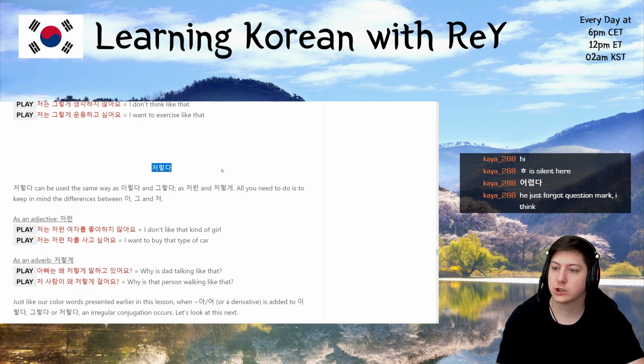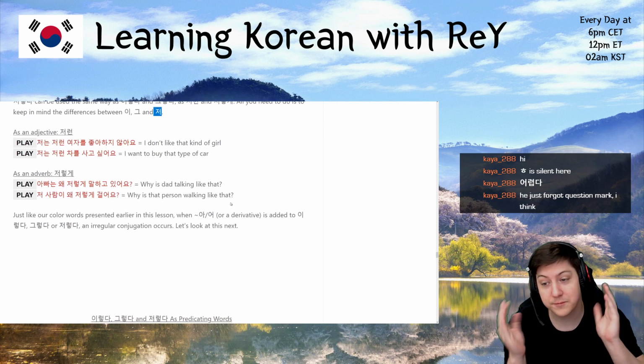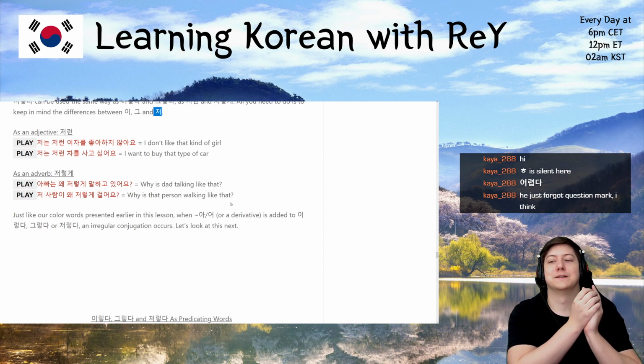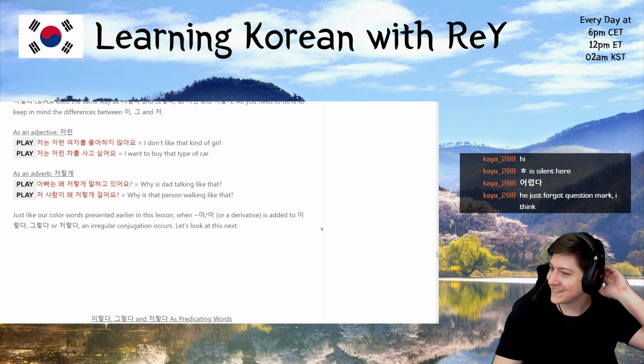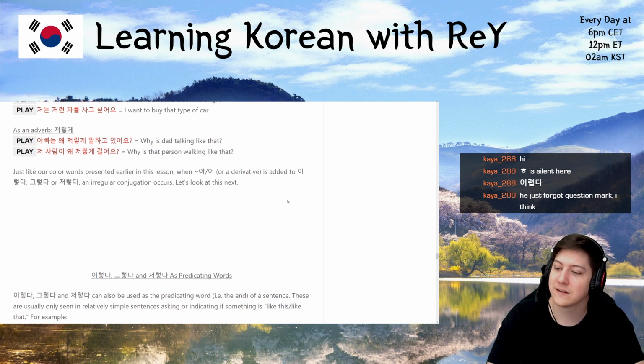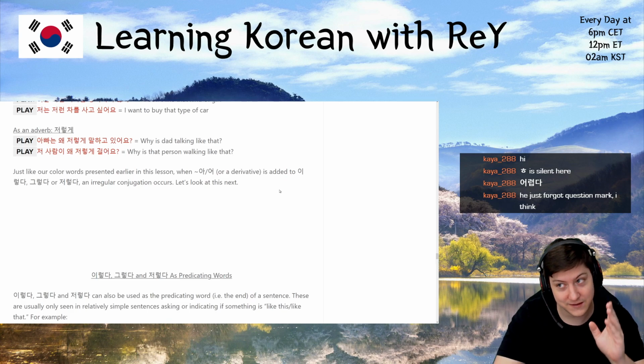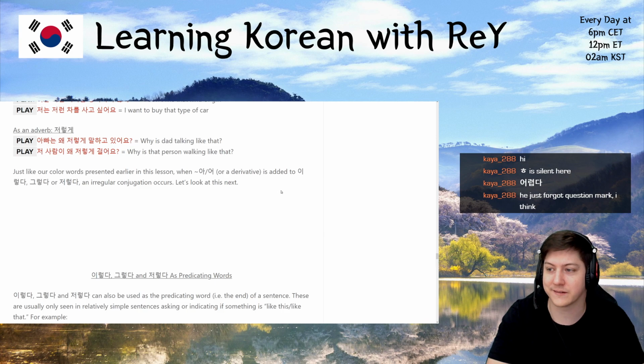Okay. 저렇다 can be used the same way as 이렇다 and 그렇다, as choran and choroke. All you need to do is to keep in mind the difference between I, kö, and cho. Okay, so it's all the same. No special rules where two of these follow the same pattern and then the third one is completely different. That definitely happens sometimes, but thankfully, it looks like so far we are following the same pattern for every one of these three words. That's good.